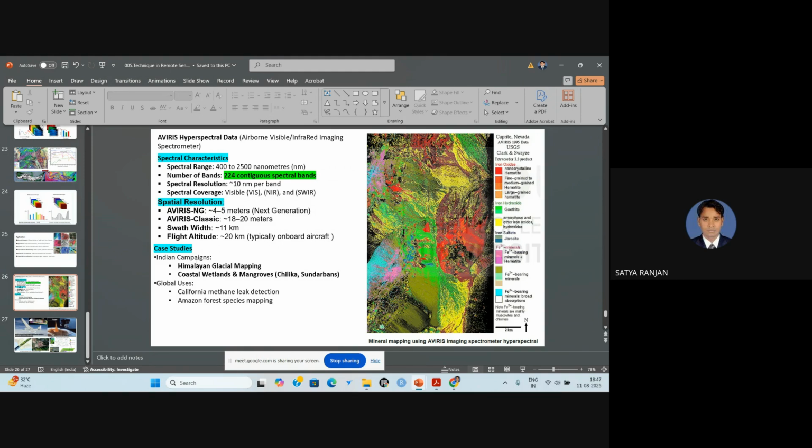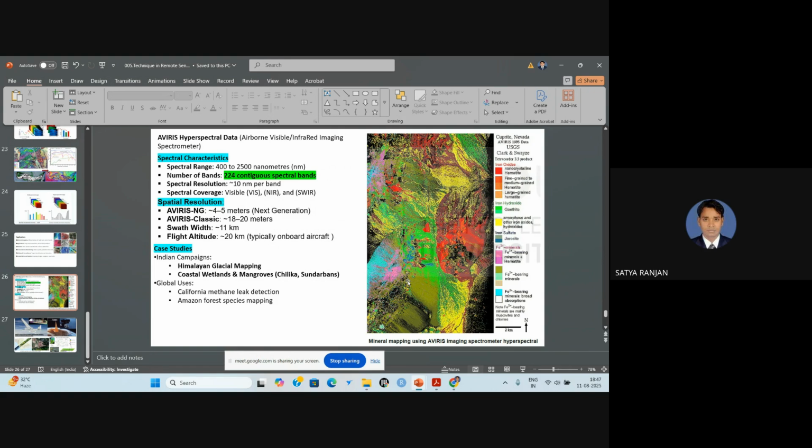Some sites like Himalayan glacier mapping and coastal wetlands like Chilika and Sundarban are already covered, and some other parts of the US are also covered. So it is not global coverage, but some specific eco-sensitive areas are covered, and the study is ongoing. So these are the basic things about thermal remote sensing, hyperspectral remote sensing, and optical remote sensing.